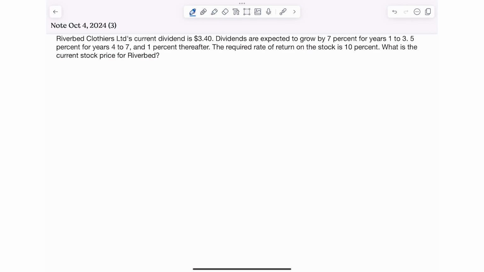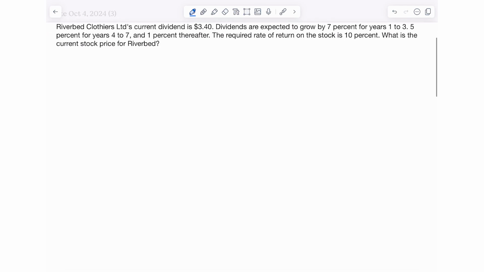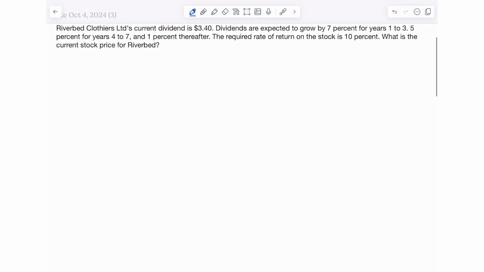What's going on, everyone? Going to solve this question on DDM that I received from a student. I hope it's helpful to you guys. So Riverbed Limited, their current dividend is 3.40, so that's D0.